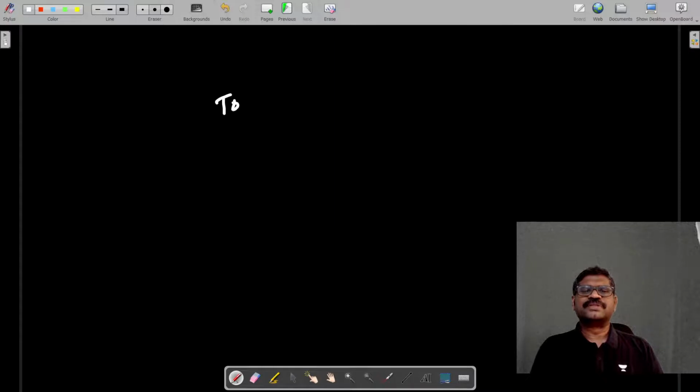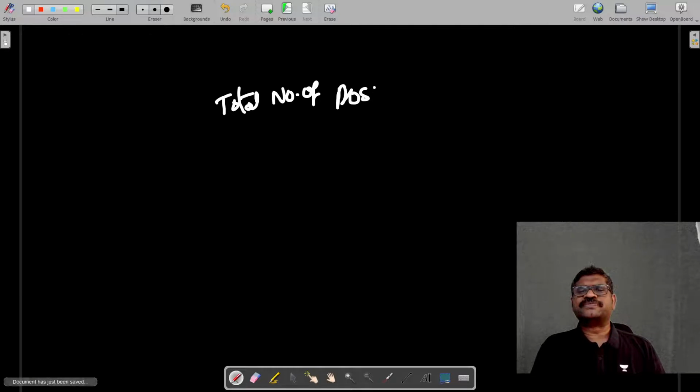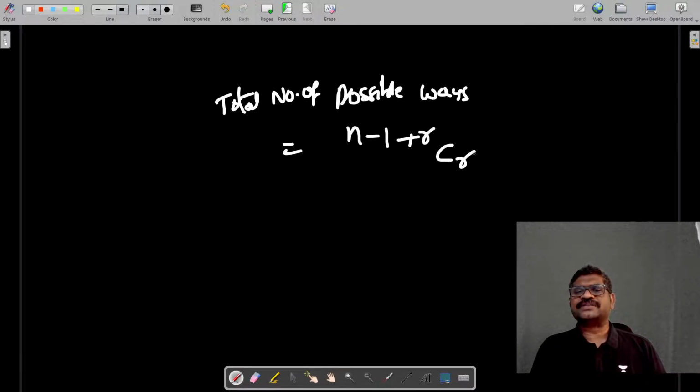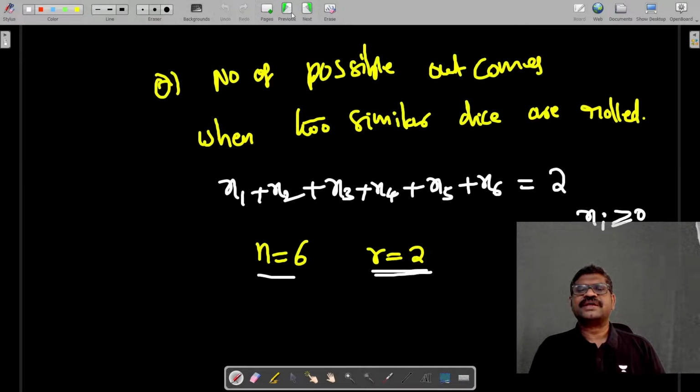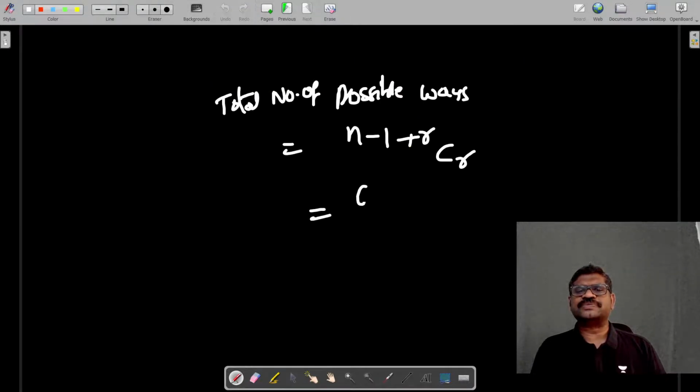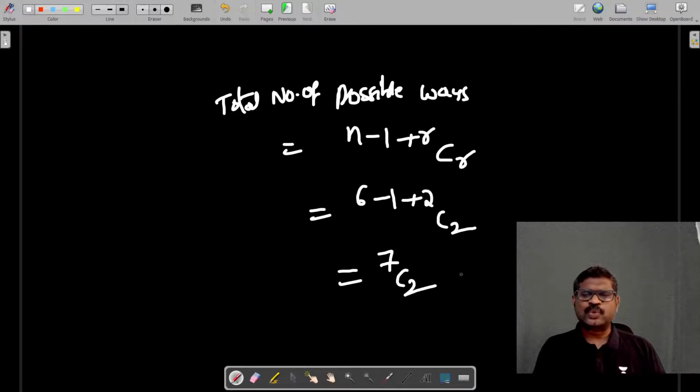Therefore, total number of possible ways equal to (n minus 1 plus r)Cr, n value 6, R value 2. Six minus 1 is 5, 5 plus 2 is 7. 7C2, that is nothing but 21.